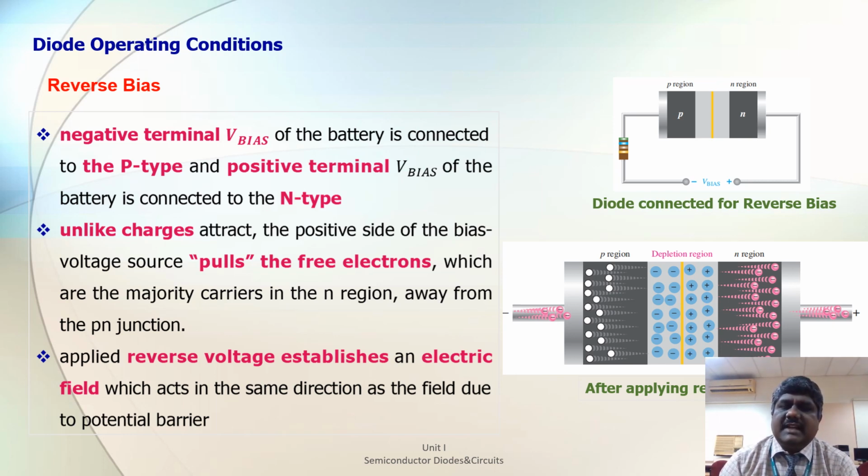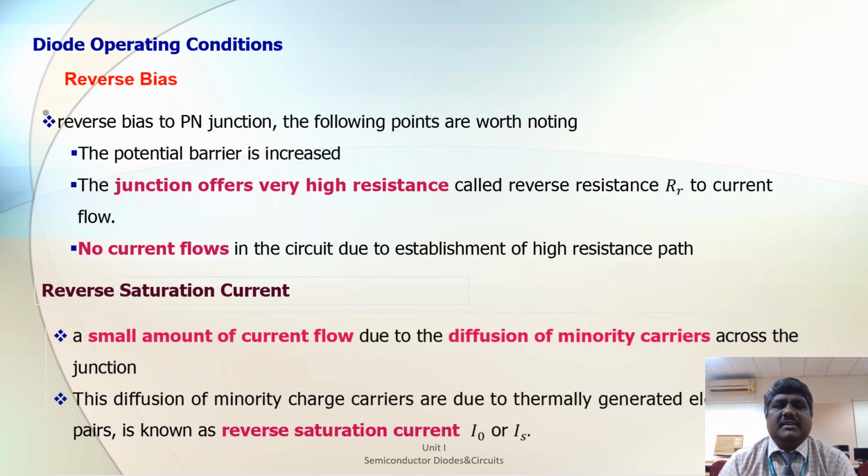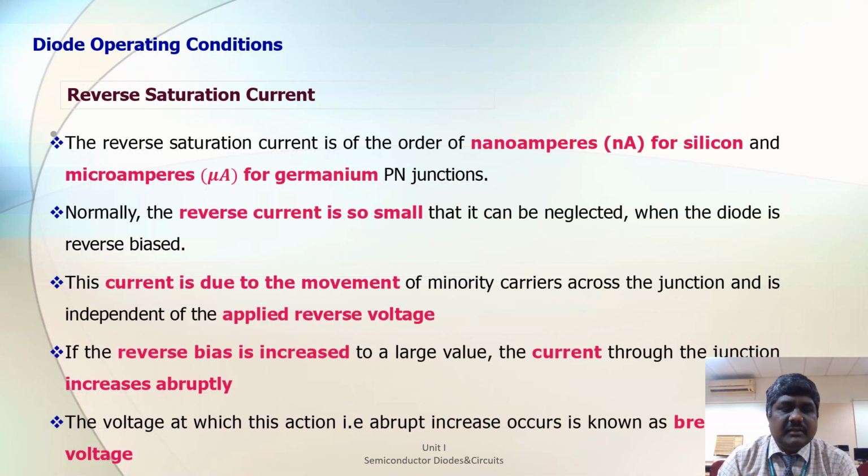Because of this, the reverse voltage is established, and that is the reverse breakdown voltage. Here there is very high resistance, so no current flows through the junction, because there is no crossover and diffusion does not happen; the ions move away. That movement is a minority charge carrier movement. Next, we have the reverse saturation current.